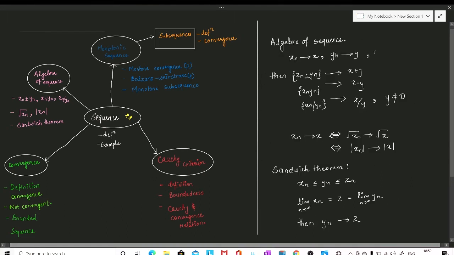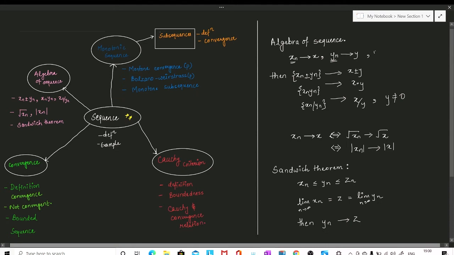Algebra of sequences: we are considering two sequences, xn and yn, where xn is converging to x and yn is converging to y. Now we do term by term addition, subtraction, multiplication and division. Our general four algebraic operations, we do them on sequences term by term. Then we wonder what the sequence xn plus yn would tend to. Similarly, what would xn minus yn tend to? It turns out that xn plus yn and xn minus yn tend to x plus y and x minus y respectively.